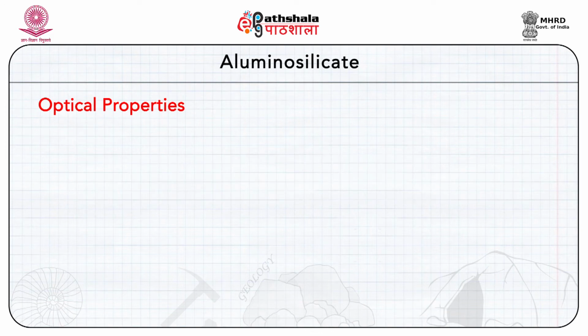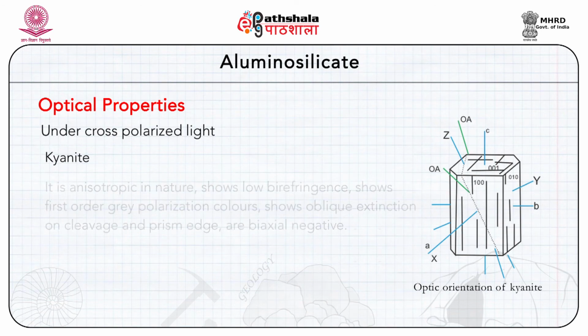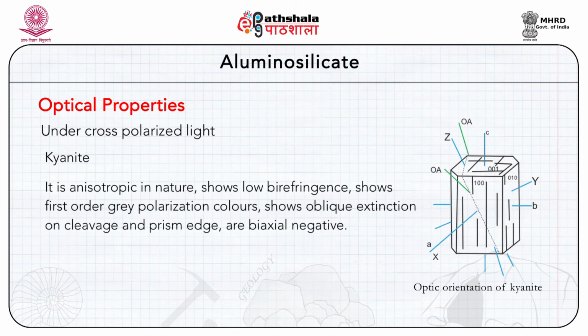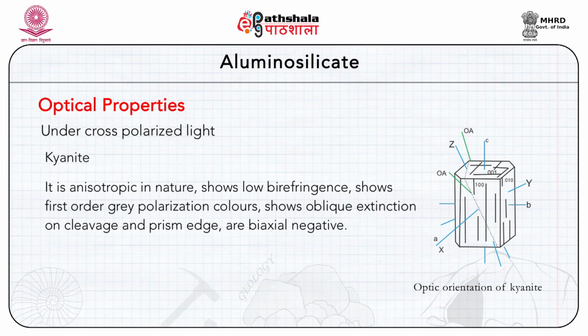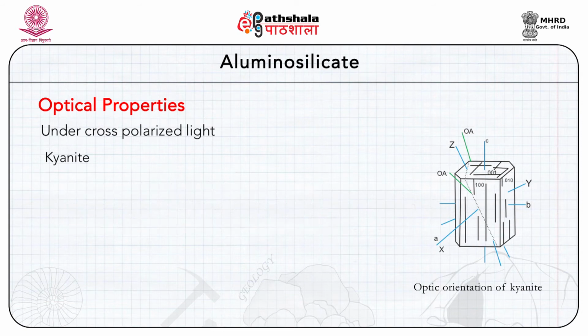Now, we will discuss the properties of kyanite under cross-polarized light. Kyanite is anisotropic in nature, shows very low birefringence, shows first order gray polarization colors, shows oblique extinction on cleavage and prism edge, and is usually biaxial negative.